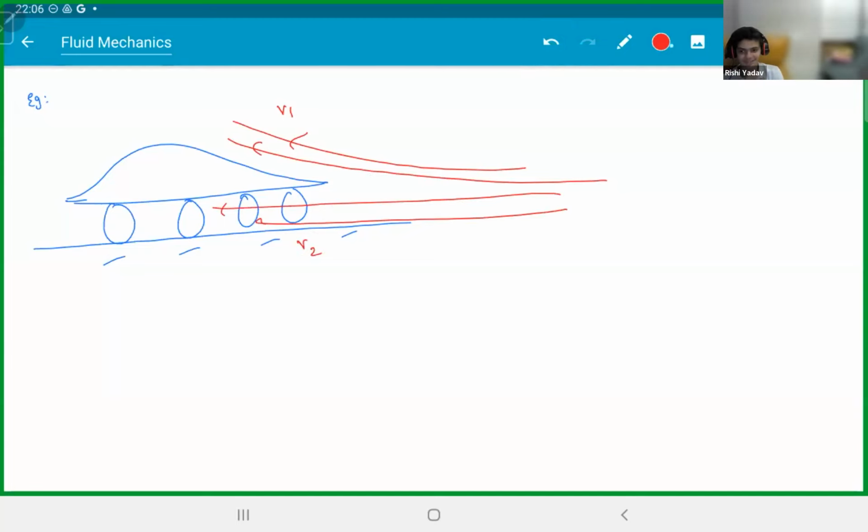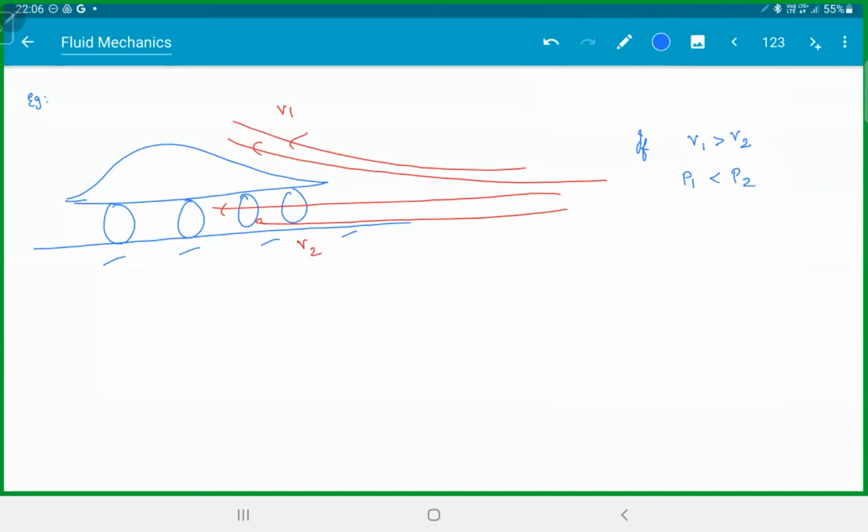V2 should be more. Now see, if V1 is greater than V2, what will happen? Then pressure P1 is less than P2. Here the pressure was P1, here the pressure was P2. So P2 is greater, right? So what will happen to the car? The car gets pushed up by P2, and this is P1. The car will lift off. The car will flip. The car will actually become a plane.